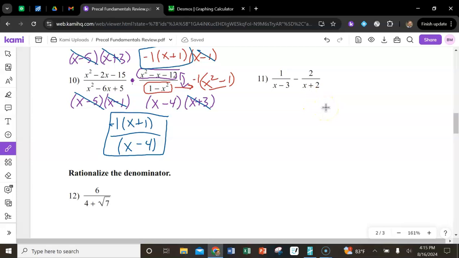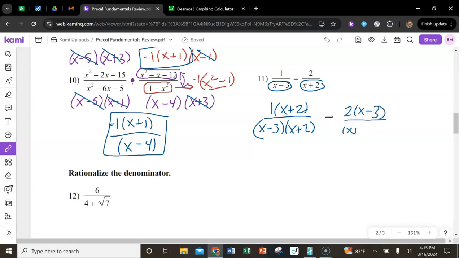So when we're subtracting fractions, we've got to get a common denominator. So I've got to think about what my common denominator of these two expressions would be. And essentially what I need to do is multiply each fraction by the other's denominator. So I'm going to multiply this left one by x plus 2. So I'm going to get 1 times x plus 2 over x minus 3 times x plus 2 minus, and then on the right side I would need to multiply by x minus 3. So 2 times x minus 3 over x plus 2 times x minus 3.